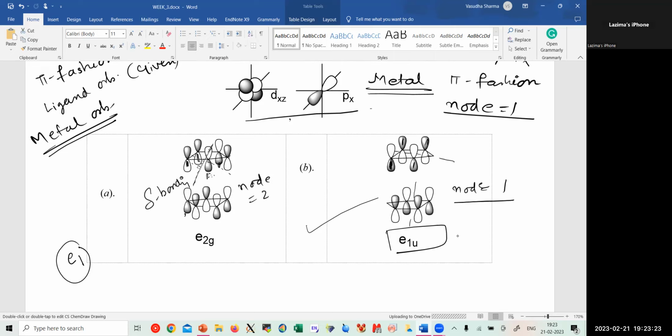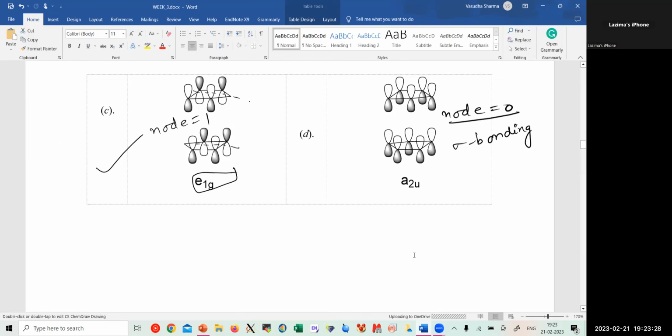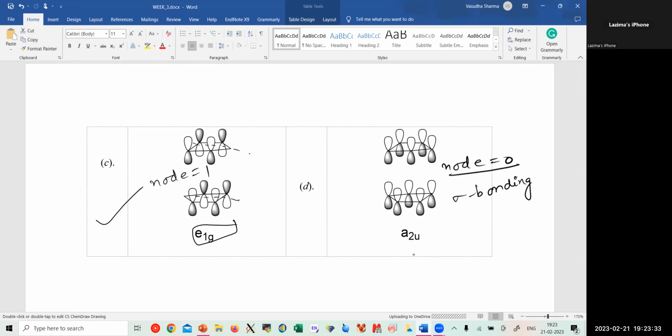And we're looking for the pi fashion, which is giving you the node one. That's why the B option is correct. Also, the other option C, this is also the second combination where one node is existing. So C option is also correct.